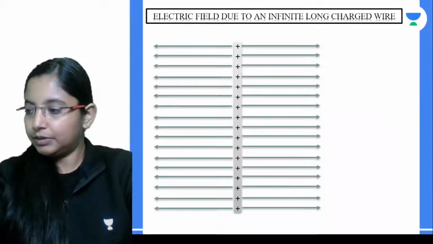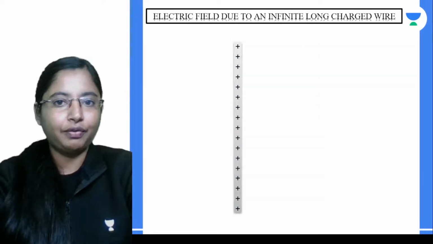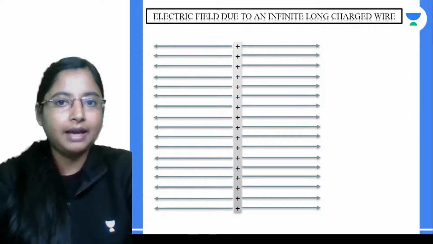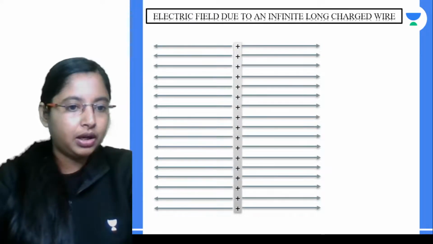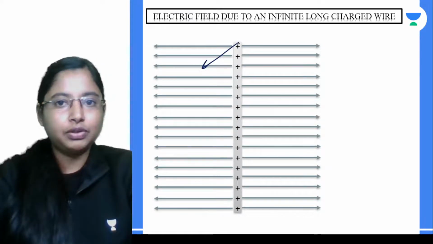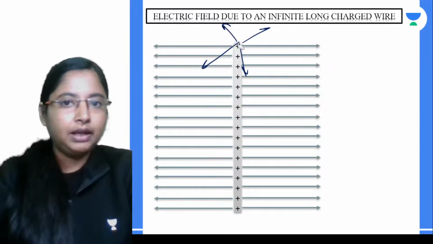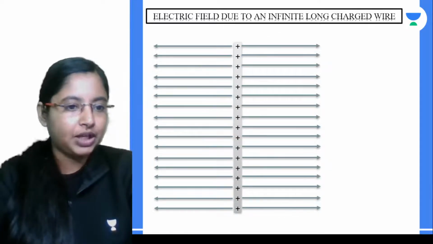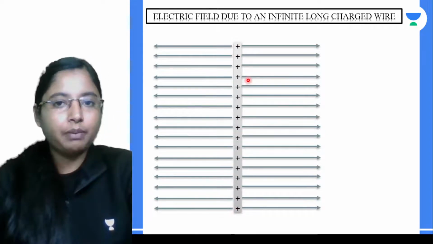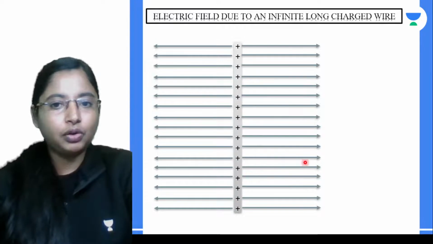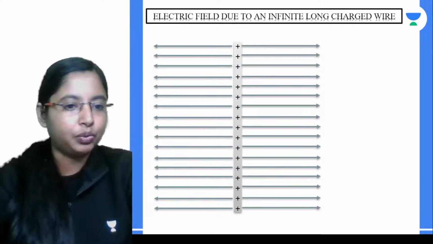So if you have a charge, there are going to be electric field lines everywhere. Everywhere around this charge, there is going to be a field line. Now, because these are positive charges, the electric field lines are pointed radially outwards.